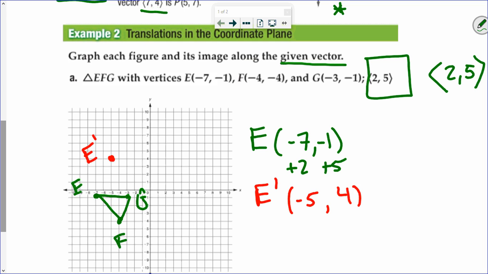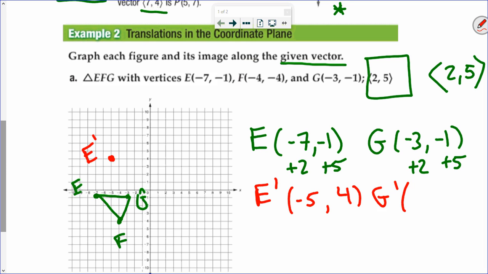If we take a look at point G, which was (-3, -1), we're going to move it along the same vector, so we add 2 to the x value and 5 to the y value. When we do that, what do we get? G prime is at -3 plus 2, that's -1, and -1 plus 5 is 4. So G prime is at (-1, 4). That moves the same distance and direction.